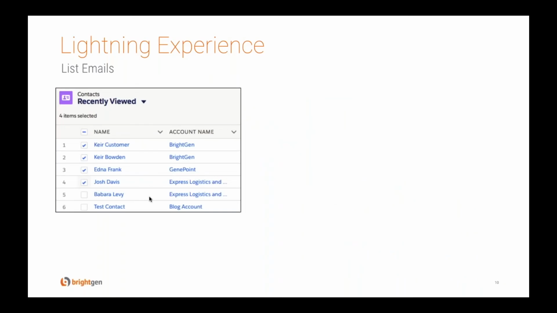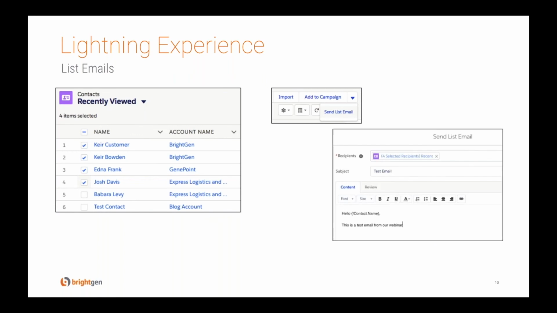You can now send emails to members of a lead or contact list view. So once you've opened the view, as I have there, you can check the box next to the name of each person you want to email. Then you click the send list email button, which may be in a drop down depending on how many buttons that you have. It is in my case, and this will open the email composer.